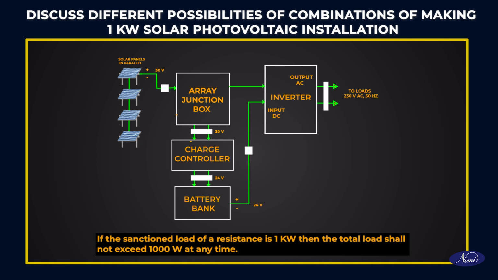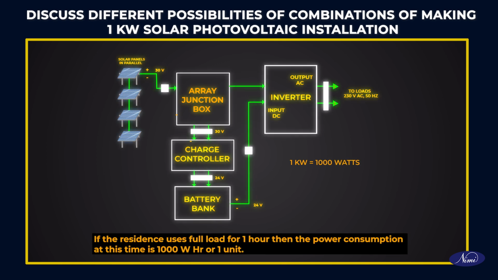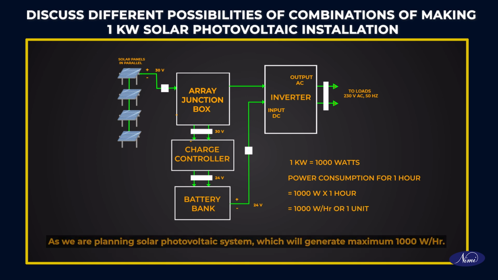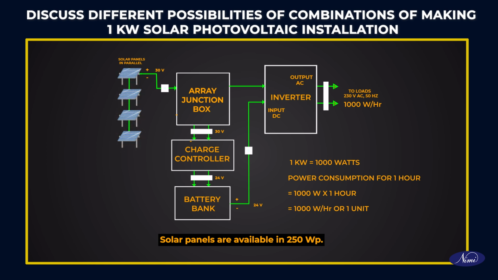If the sanctioned load of a residence is 1 kilowatt, then the total load shall not exceed 1000 watt at any time. If the residence uses full load for 1 hour, then the power consumption is 1000 watt hour or 1 unit. As we are planning a solar photovoltaic system which will generate maximum 1000 watt per hour, solar panels are available in 250 watt power. For a 1 kilowatt solar photovoltaic system, we have to size the components.